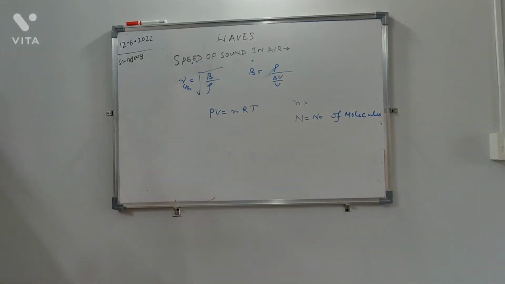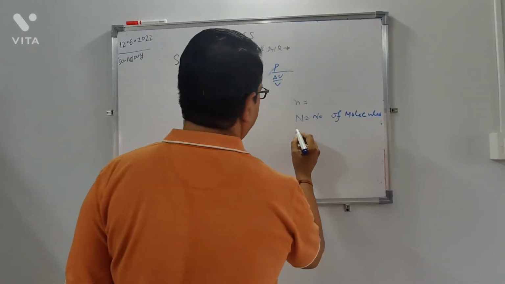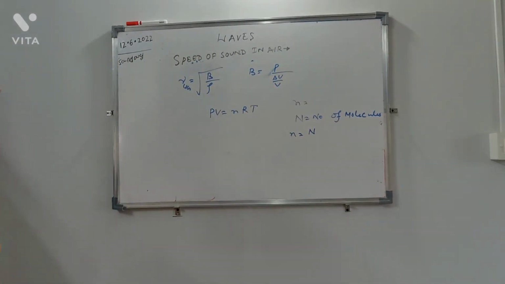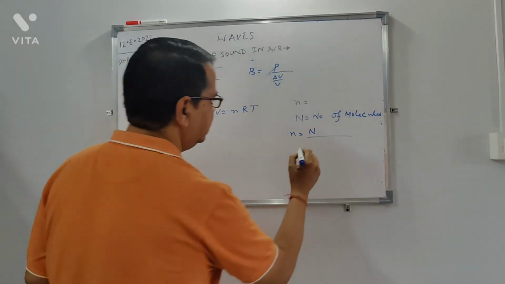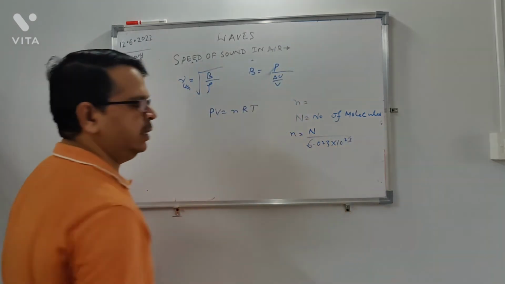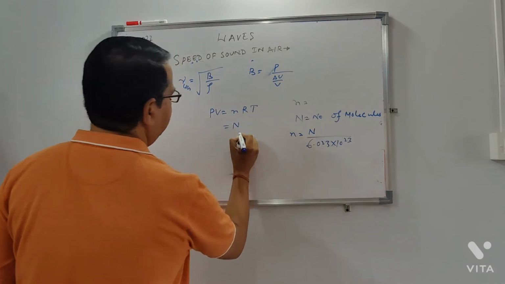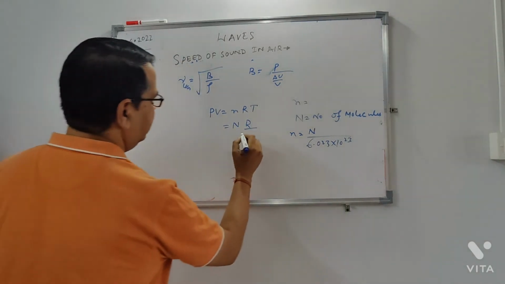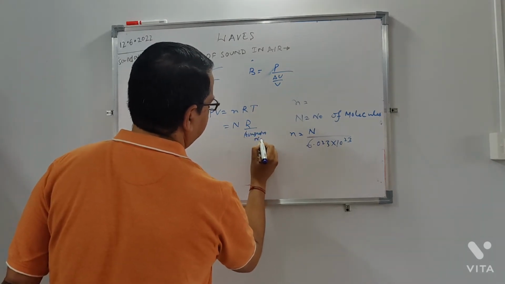Okay. So my number of moles is equal to the number of molecules divided by Avogadro number, which is 6.023 into 10 to the power 23. This is my number of moles. So I can write it as capital N divided by Avogadro number.